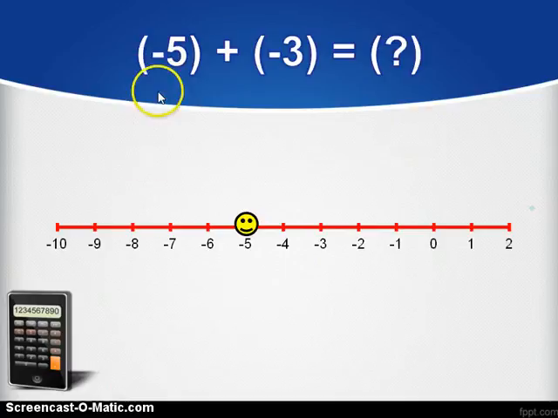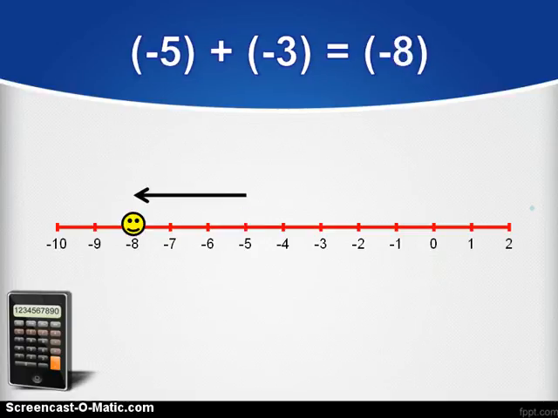Now if we are to add negative 5 and negative 3, we have to start at our negative 5. It is at the left of 0. And we have to move 3 places to the left because we are to add negative. So we have to move 3 places to the left. So the number will be negative 8.